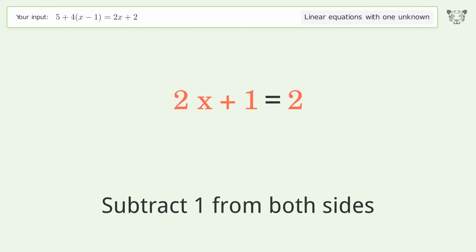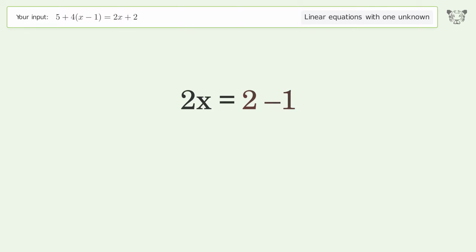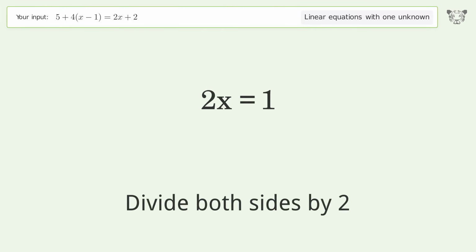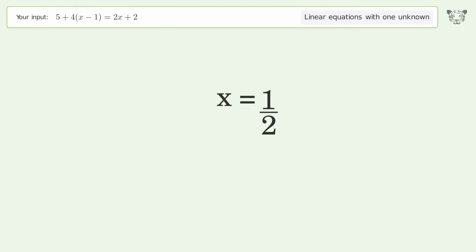Subtract 1 from both sides. Simplify the arithmetic. Isolate the x. Divide both sides by 2. Simplify the fraction. And so the final result is x equals 1 over 2.